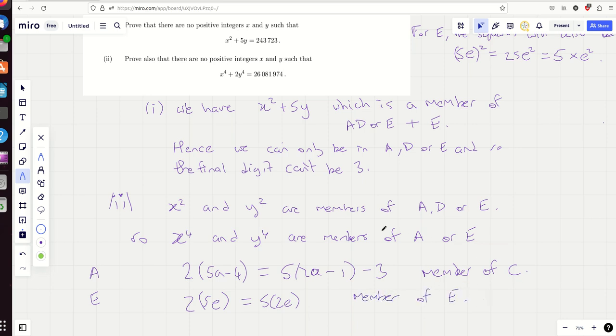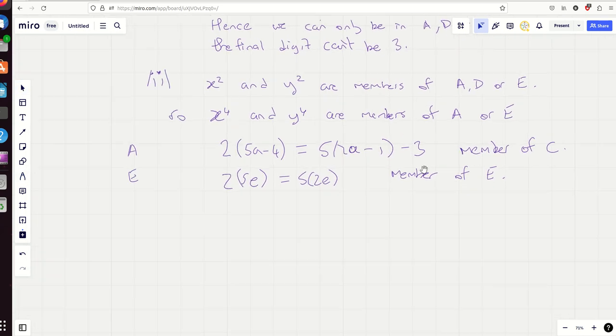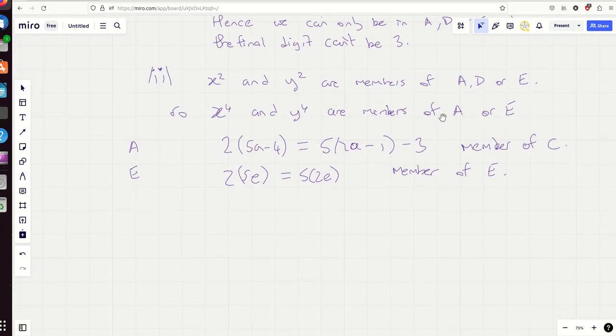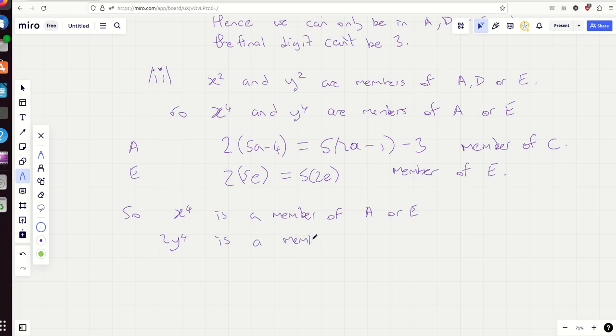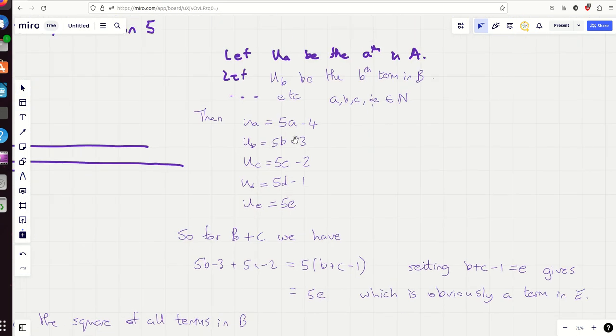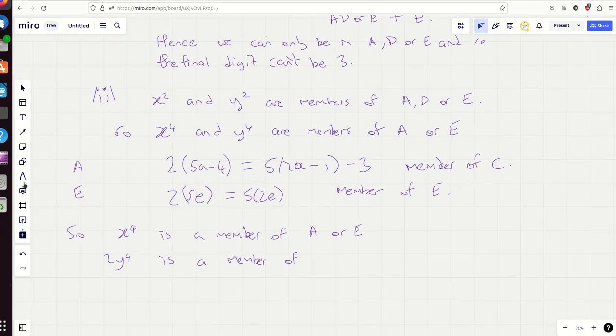So what have we shown here? We've shown that 2y to the 4 must be a member of C or a member of E, and x to the 4 must be a member of A or a member of E. Is that C actually, or is that B? I can't remember. I might have actually got that wrong. It's actually B with a minus 3. So, apologies for that slight error. Member of B.